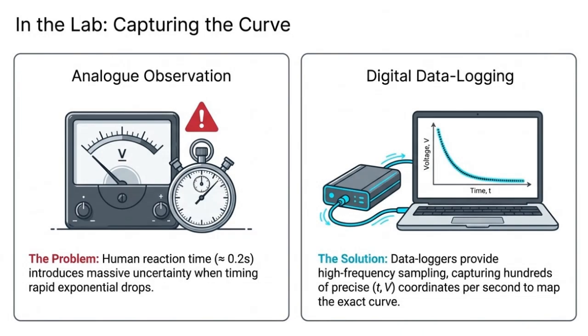When measuring rapid changes in voltage, relying on human observation introduces a significant delay, about 0.2 seconds, which causes uncertainty in the timing and accuracy of recording these quick drops. On the other hand, using digital data loggers addresses this problem effectively. These devices sample data at very high frequencies, capturing hundreds of precise time and voltage points every second, allowing us to accurately map the exact curve without the limitations of human reaction time.